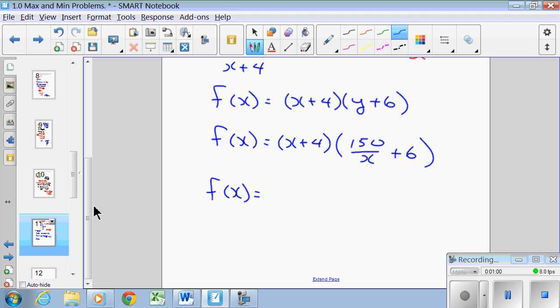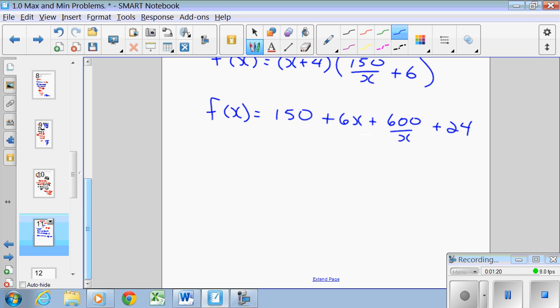So x times 150 divided by x is 150. X times 6 is 6x. 4 times 150 divided by x is 600 over x, and then 4 times 6 is 24. So not a hard product. So again, we could have done the product rule and simplified, or in our case, we chose to multiply first. Let's clean things up a little bit.